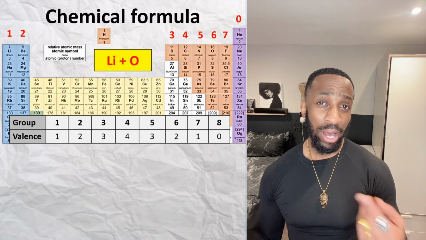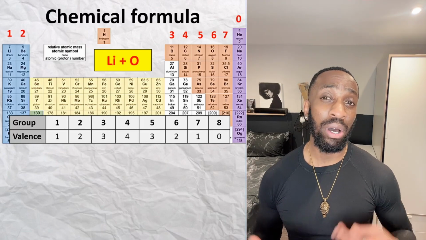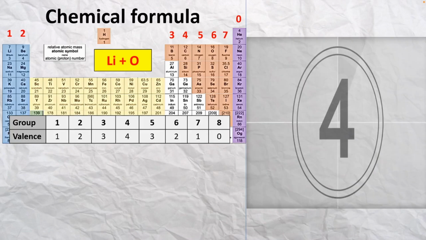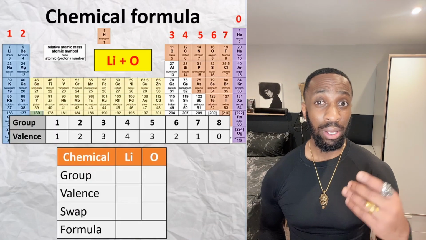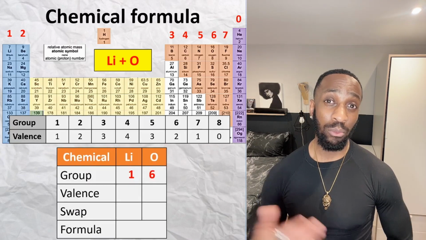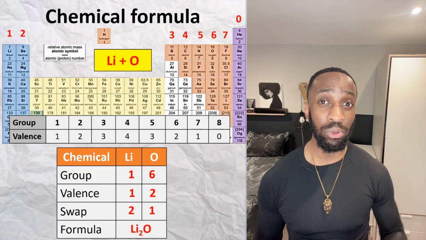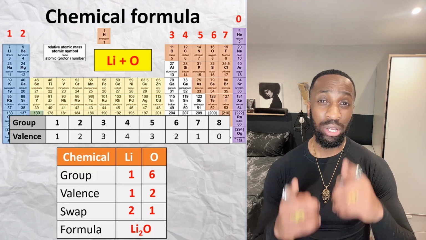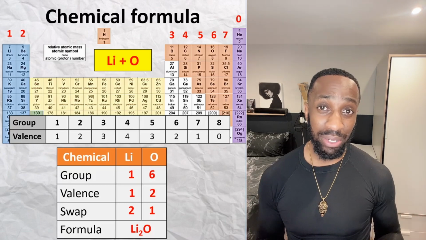Based on the example I did previously, have a go at this one. How should we work out the formula for lithium oxide? Well, first of all, we draw out the table. Lithium is in group 1, oxygen is in group 6. The valences respectively are 1 and 2. We swap the valences around, so we've got Li2O. Notice that when you've only got one of the element, you don't have to write that 1. You just leave it as the element the way it is.